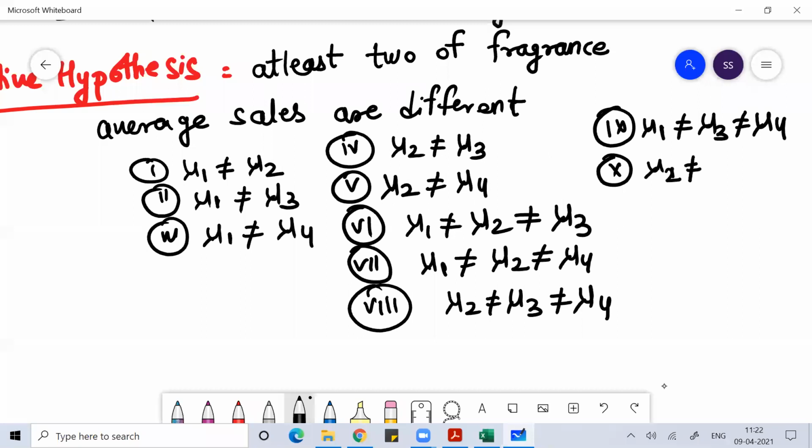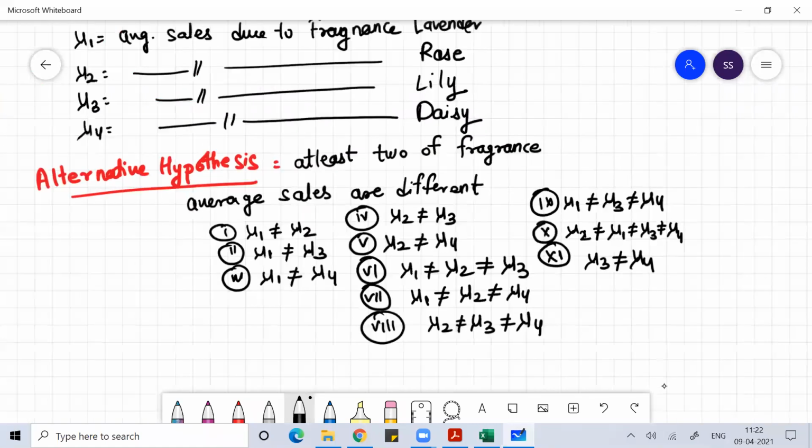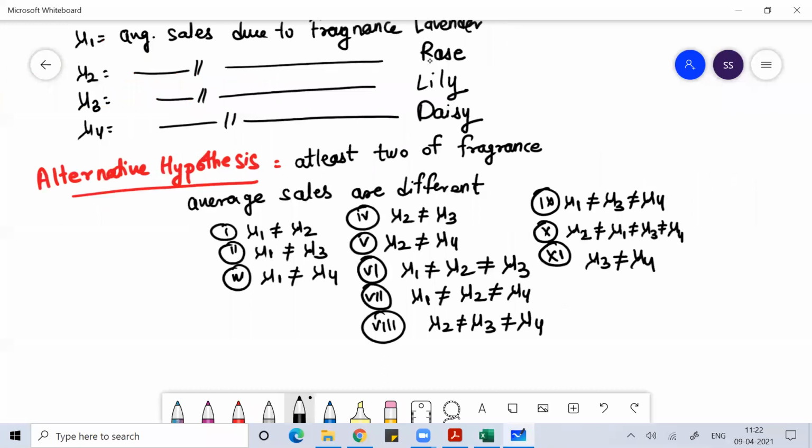So two, then three, four; 1, 2, 3; 1, 2, 4; 1, 3, 4; and then 2, 3, 4. Then 1, 2 and 3, 4. You need to understand what all the possibilities are, and you can analyze them. So a total of 11 possibilities will be there. Anything can happen in the alternative hypothesis.